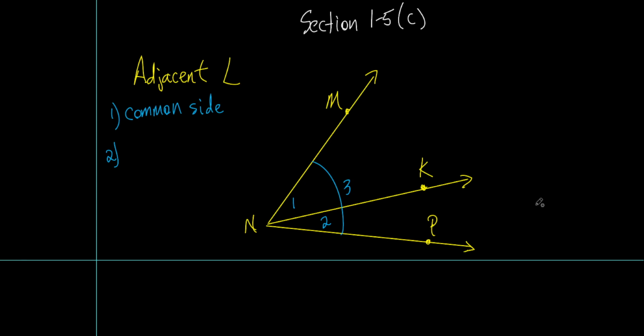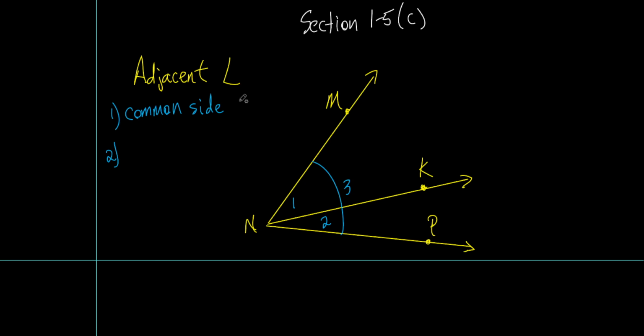So if I asked you, what is the common side? A ray, right? It's got to be a ray. What is the common side with angles 1 and 2? Which one is shared by angles 1 and 2? NK, okay. You're right. Ray NK is shared by both of these angles. Look at angle 1. What are the two rays that make up angle 1? NM and ray NK. What rays make up angle 2? NP and ray NK. NK is shared by both of them, right?